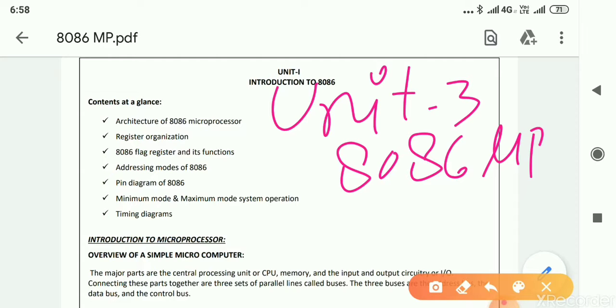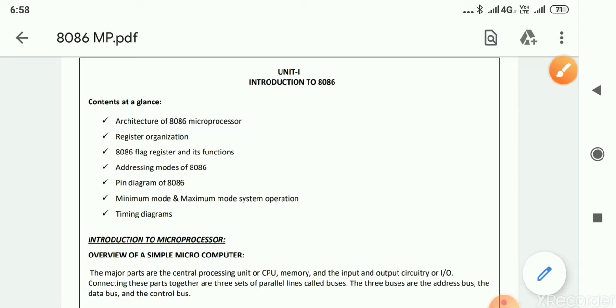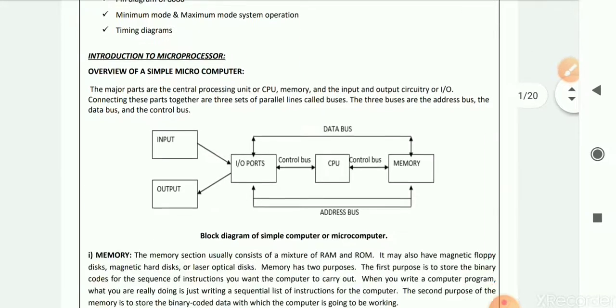After the architecture, we will study the operating modes of the 8086 microprocessor, that is minimum mode and maximum mode. Instruction set, instruction format, which type of instructions it uses, and interrupts. Okay, so let's look at the architecture.